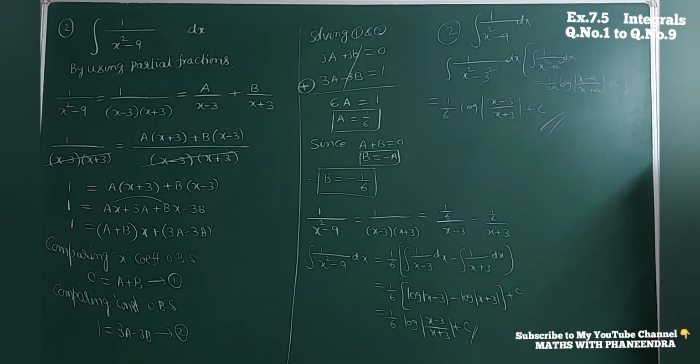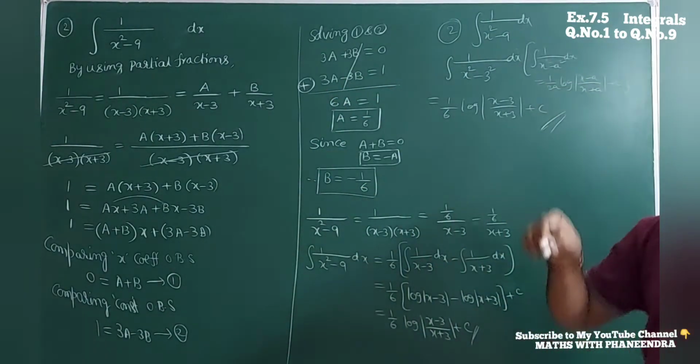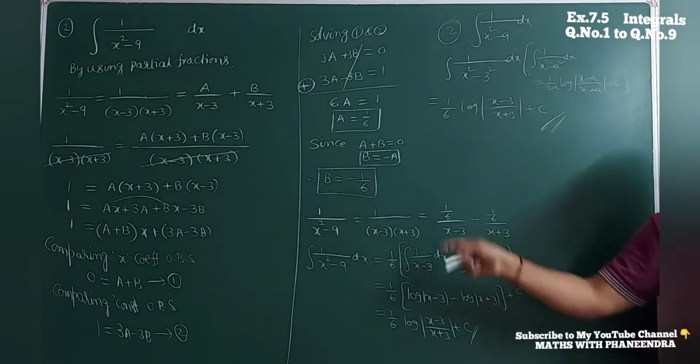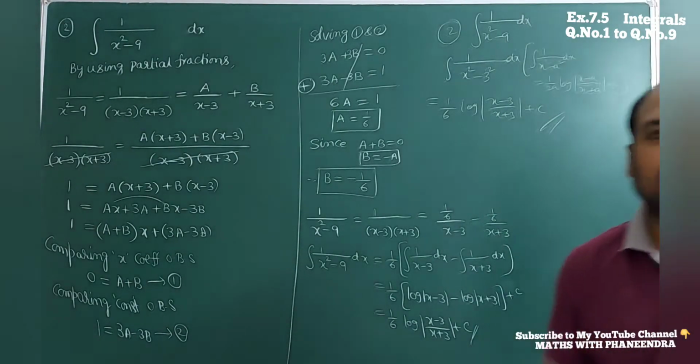Both answers are same. But particularly they mentioned that by using partial fractions, this exercise 7.5 questions, that is the reason we approached like this. Otherwise, we will follow this method, this formula. If they did not mention by using partial fractions, we can go for it like this. I hope you understand, students. We'll move on to the next question.